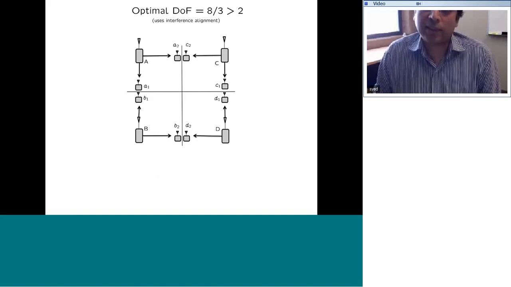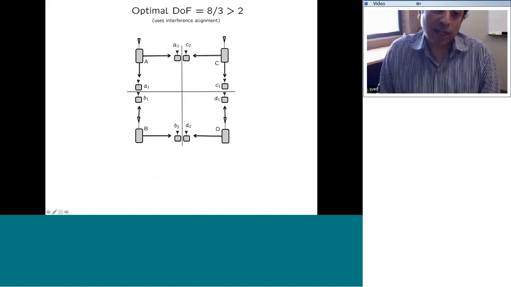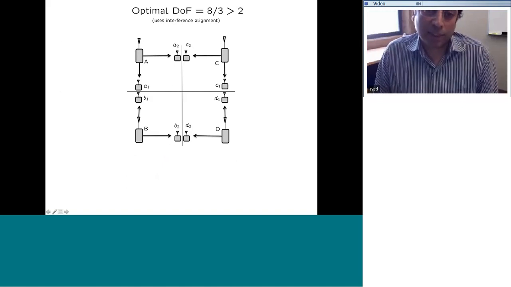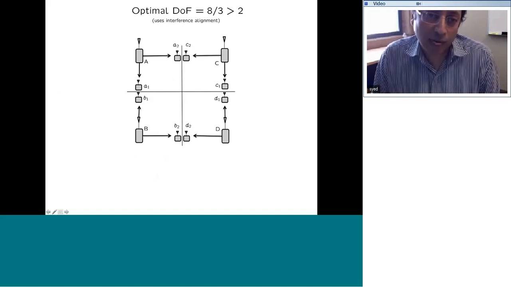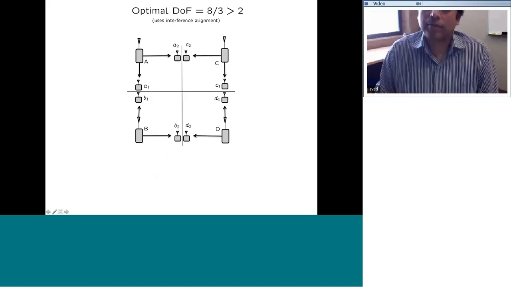It's the same picture as before. I'm just drawing it in a little less fancy way. These are the transmitters A, B, and receivers at these edges. Remember, receiver A1 can hear both A and B, and so on.